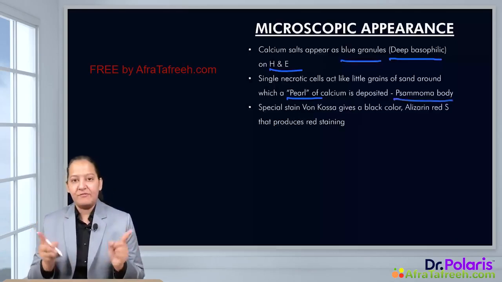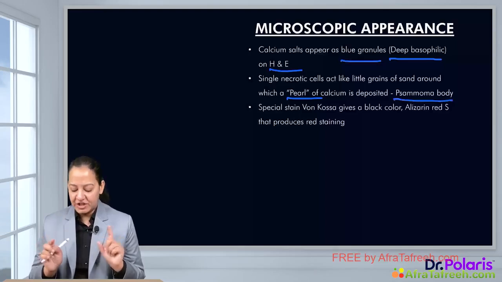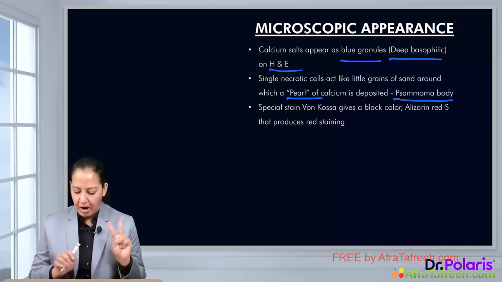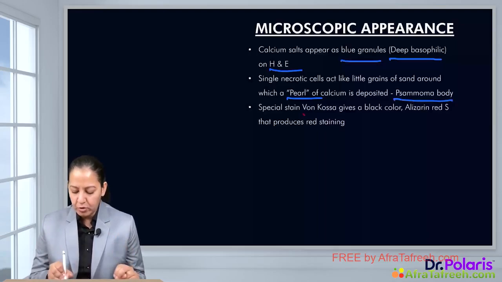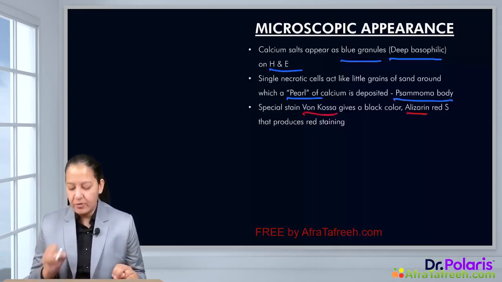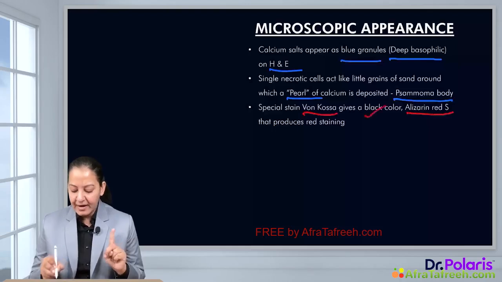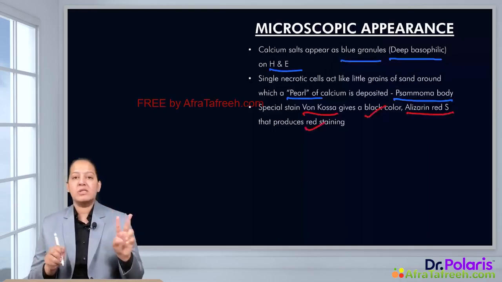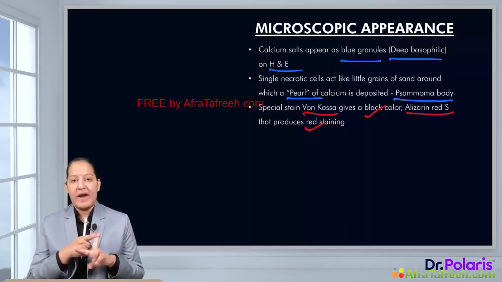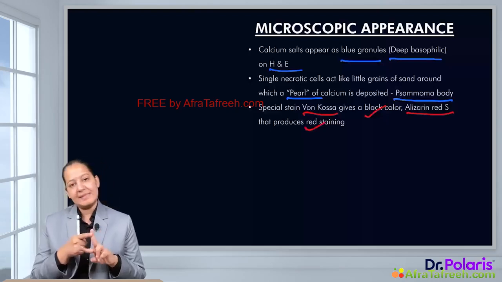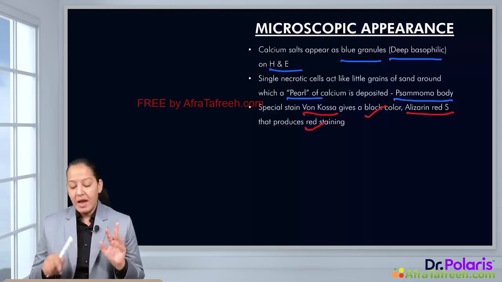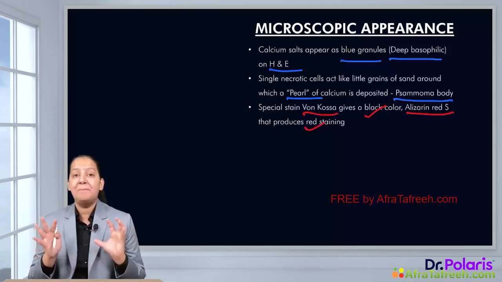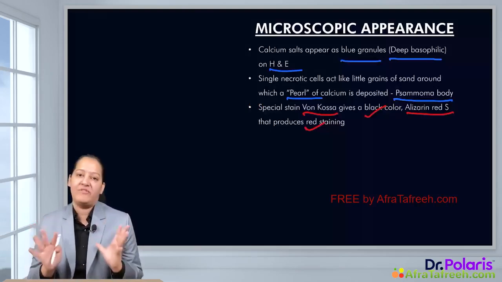The special stains for calcium are two. You have to learn the names. They are von Kossa and alizarin red. Von Kossa gives black color and alizarin red, as it is named, produces red stain. So von Kossa gives black color, alizarin red gives red color to the calcium. And on H&E, calcium is a deep blue granule, that is a basophilic granule.